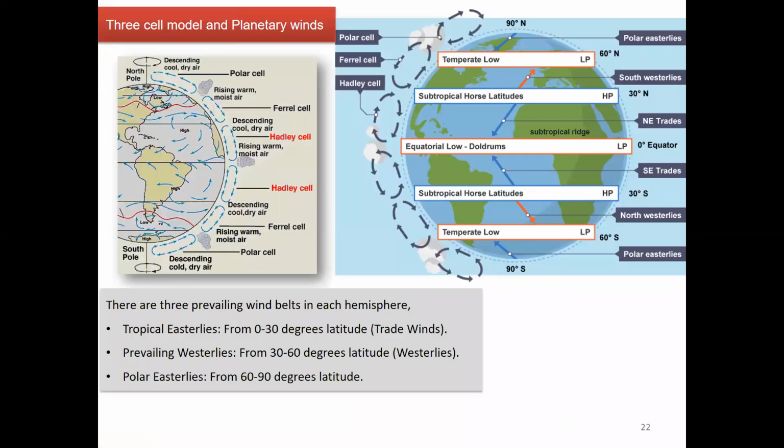Coming to another important topic, the three-cell model, or planetary winds. On the Earth's surface, depending on the heating, we have different cell formation. Ideally, let's say this is your Earth surface, which is rotating from west to east. More heating is taking place over the equator compared to the poles, so the equator region receives a greater amount of warming.